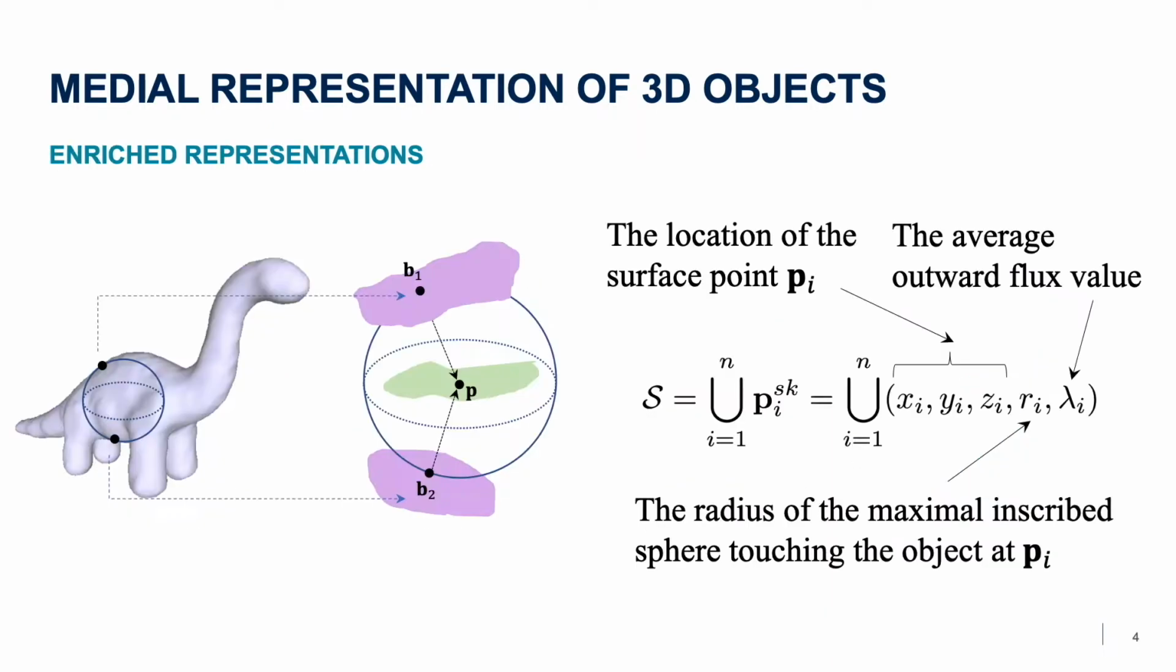Here, we show a schematic of a portion of a medial surface together with a selected maximal inscribed sphere and the associated bitangent points where the sphere touches the boundary. At the end of the medial surface extraction process, the medial surface can be represented by a set of skeletal points where each point is associated with the following information: the location of that point in 3D, the radius of the maximal inscribed sphere at that point, and the corresponding average outward flux value.